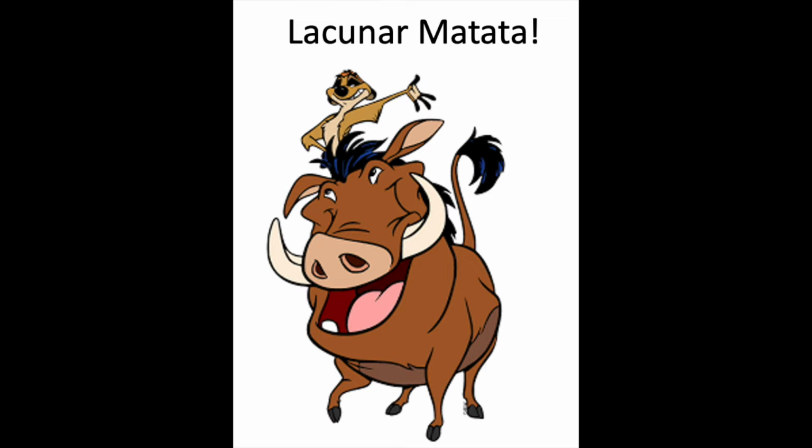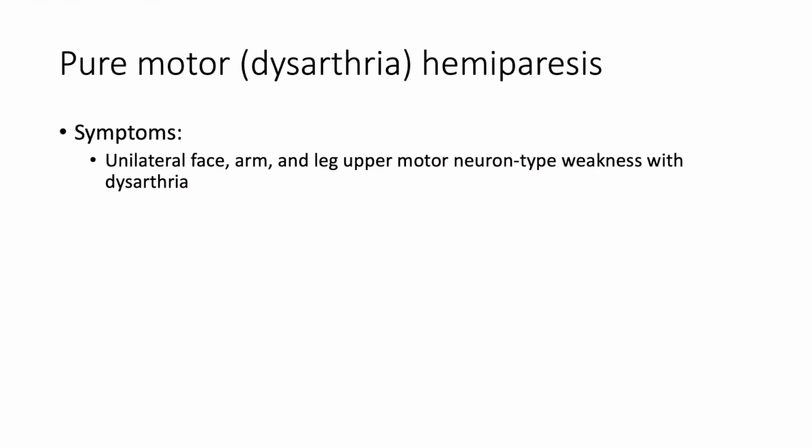The first one might seem a little overwhelming, but Lacunar Matata. The most complicated one is pure motor hemiparesis or dysarthria hemiparesis. It's complicated because it can be caused by infarcts in several locations involving several different blood vessels. Pure motor hemiparesis is characterized by unilateral face, arm, and leg upper motor neuron type weakness with dysarthria. In other words, purely motor symptoms, with dysarthria being a motor issue related to articulation problems.